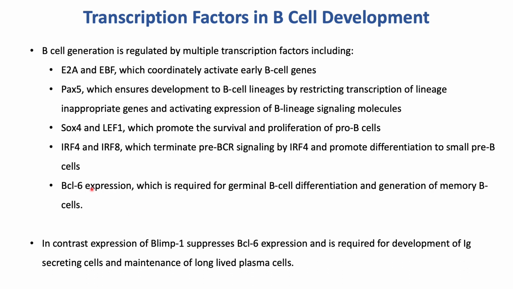BCL6 expression is required for germinal center B cell differentiation and generation of memory B cells. In contrast, expression of Blimp1 suppresses BCL6 and is required for development of immunoglobulin-secreting cells and maintenance of long-lived plasma cells.